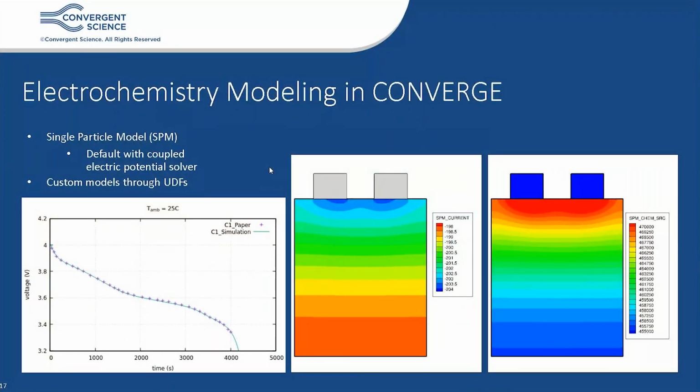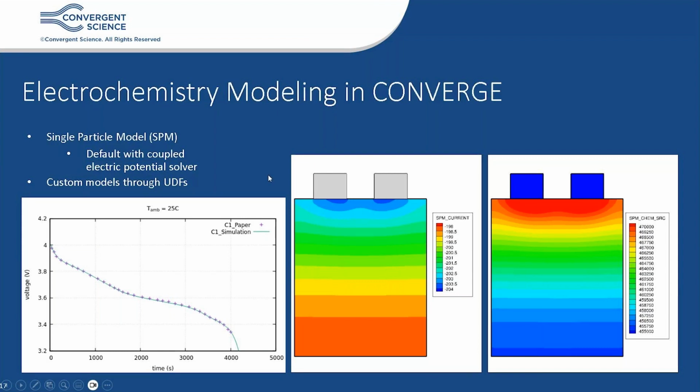With the coupled electric potential solver, we include the single particle model, which evaluates for electrochemistry within your battery solid. And that is just done only inside the battery solid, not the tabs. So using the single particle model in these results here shown on the left, we predict a voltage decay over the operating time for that particular battery and compare it to the experimental or published data.